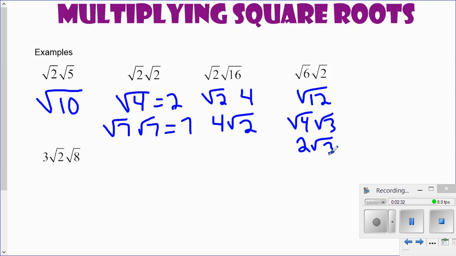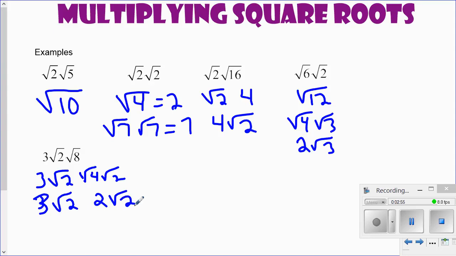Last one right here, 3 times the square root of 2 times the square root of 8. Well, once again, I'm going to simplify that square root of 8 before I do anything else, so I'm just going to copy the 3 root 2, and the square root of 8 is the square root of 4 times the square root of 2. Next, I'm going to copy the 3 root 2, and then the square root of 4 is 2, and then I keep the root 2. So I have 3 times root 2 times 2 times root 2.